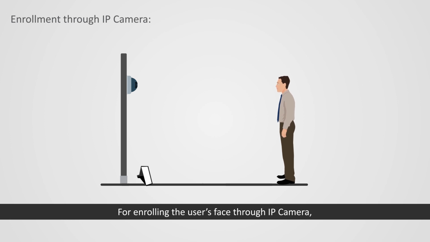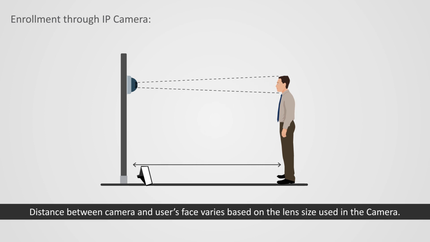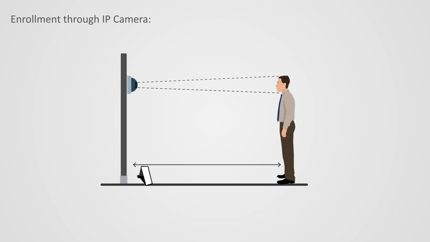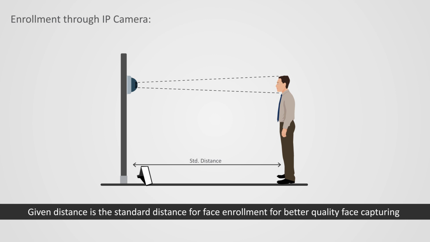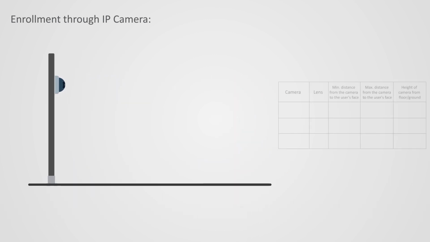For enrolling the user's face through IP camera, it is advisable to keep the angle of the camera lens in line with the user's face, such that the user's entire face is covered at the time of enrollment. Tilt the lens if required to set the camera at a proper angle. Distance between camera and user's face varies based on the lens size used in the camera. Given distance is the standard distance for face enrollment for better quality face capturing, with 25% face in a captured image. Camera, Sothethia MIDR 20FL, 28 CWS.